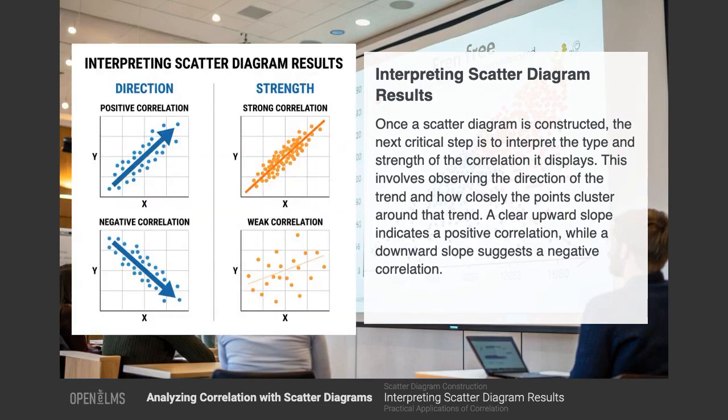Interpreting scatter diagram results. Once a scatter diagram is constructed, the next critical step is to interpret the type and strength of the correlation it displays. This involves observing the direction of the trend and how closely the points cluster around that trend. A clear upward slope indicates a positive correlation, while a downward slope suggests a negative correlation.